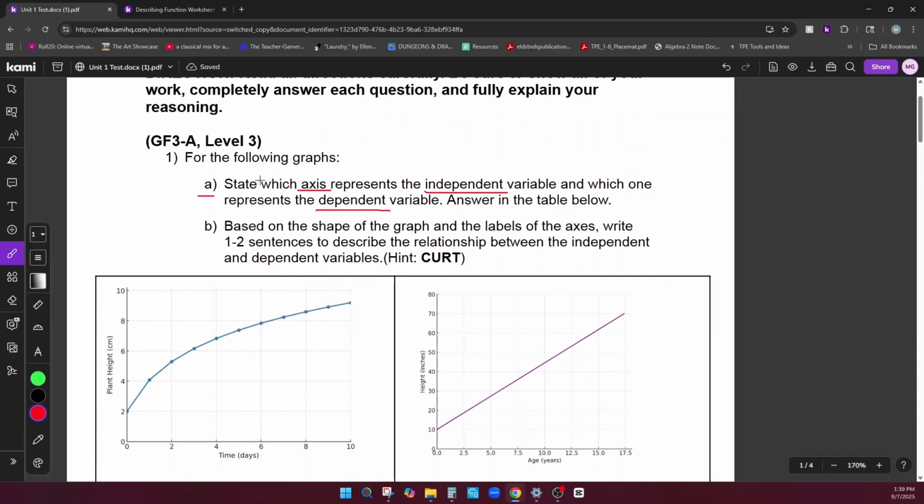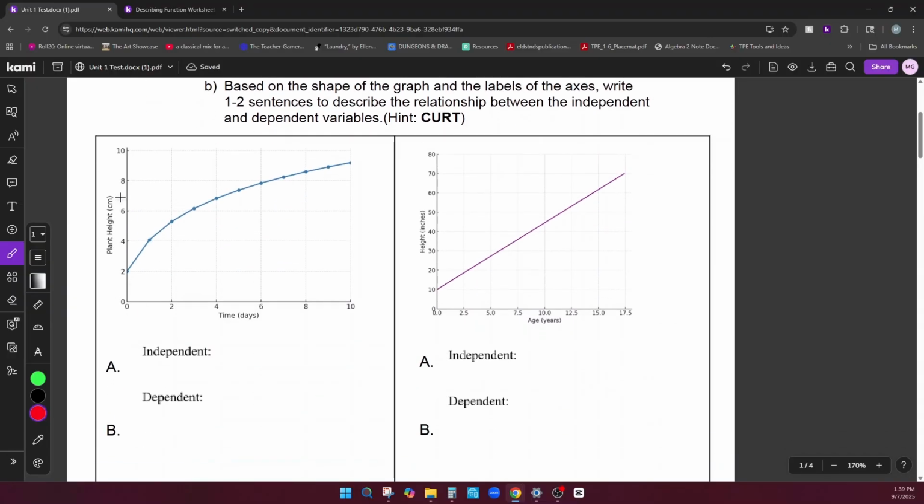Because I know I'm talking about the axes, I know that my answers are either going to consist of plant height or time in days, because that's what my axes are labeled. My x-axis is time, my y-axis is plant height. So I know that one of these is going to be independent and one dependent. So I know what my answers are going to look like. Now I need to remember what these two mean.